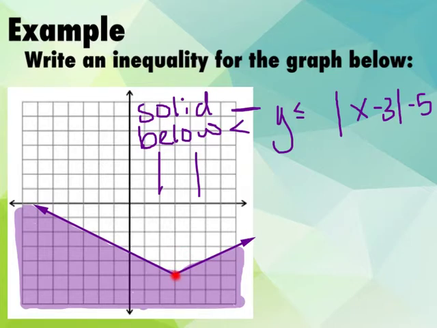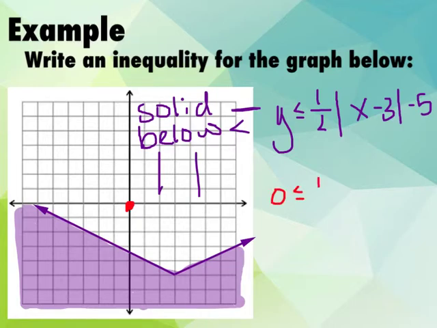Now I need to count my slope. It looks like I go up 1 and right 2, up 1, right 2. So that means my slope is 1/2. Let's check to make sure that we plugged it in correctly. I'm going to pick the point 0, 0. If it is part of the solution, then I wrote my equation wrong. If it is not part of the solution, since it's not highlighted, then I wrote my equation correctly.